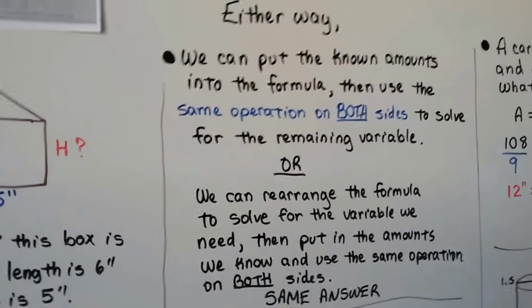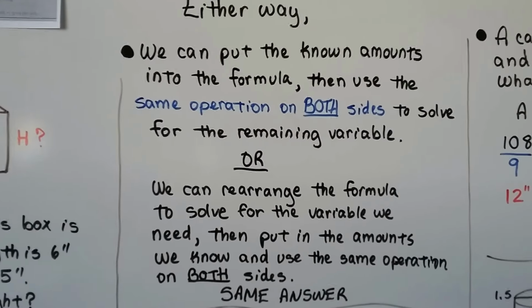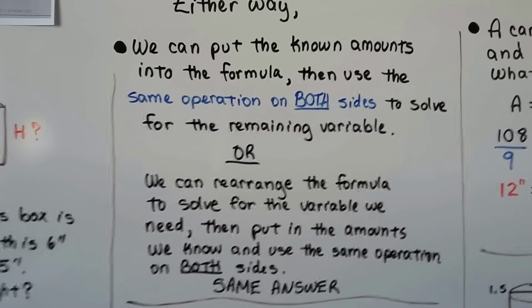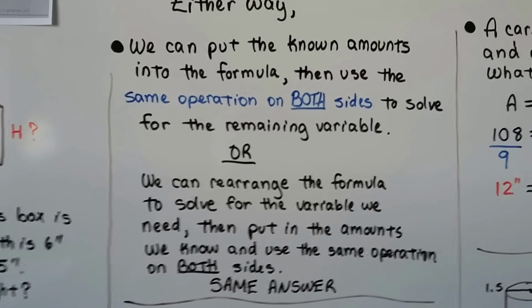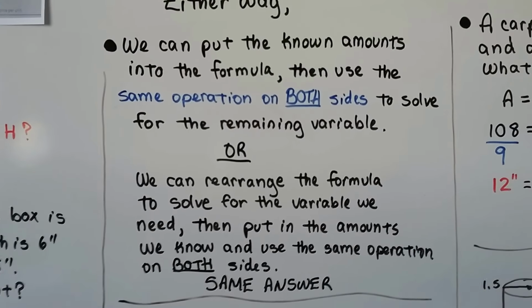So either way, we can put the known amounts into the formula and then use the same operation on both sides to solve for the remaining variable, or we can rearrange the formula first to solve for the variable we need, then put in the amounts we know and use the same operation on both sides. But just putting the known amounts into the formula is probably going to be quicker, all right?